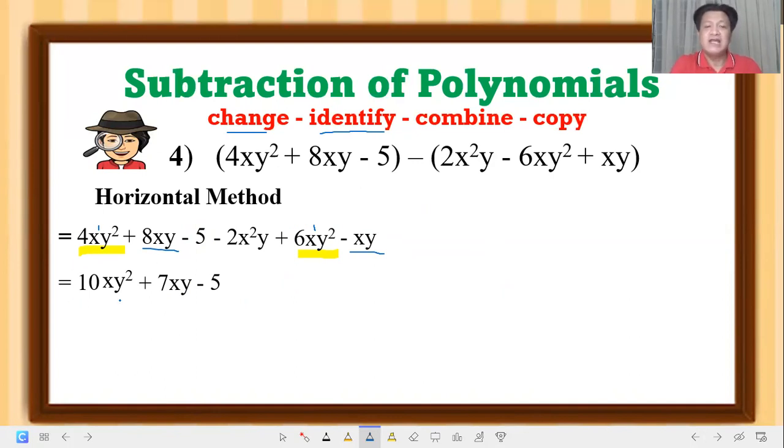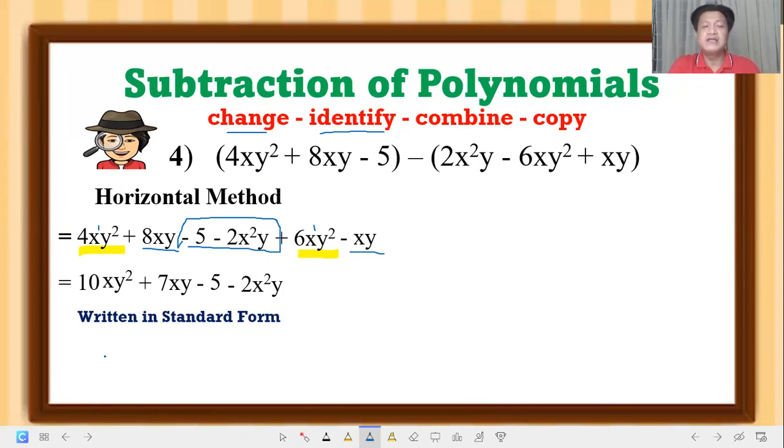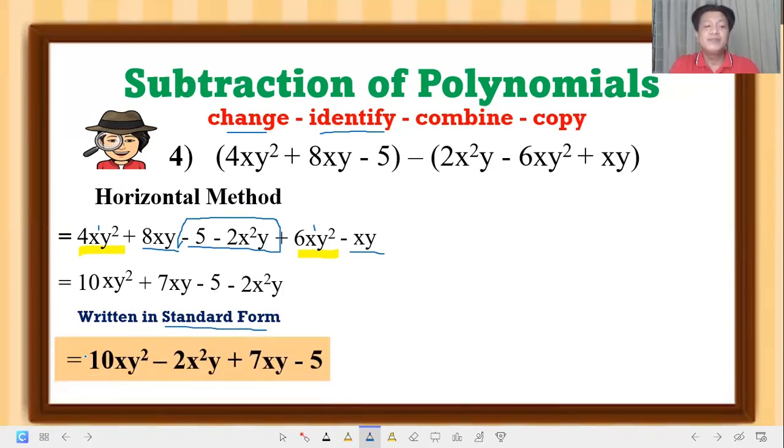Okay, that is now the final answer kasi nga hindi na siya pwedeng i-add pa. Okay, and don't forget to copy yung eto kasi wala po silang like terms. Kaya kinopya lang natin. And therefore, that is now the final answer. But take note, kailangan yung final answer natin is written in standard form. When we say standard form, ang exponent po ng ating polynomial ay naka-descending. When we say descending, from highest to lowest. Okay, i-order lang natin. So therefore, the final answer is 10xy squared minus 2x squared y plus 7xy minus 5.